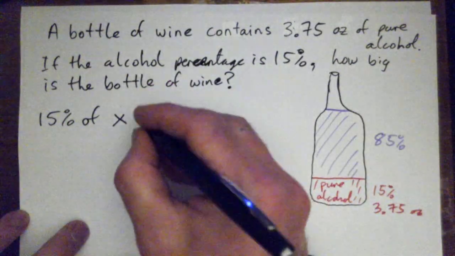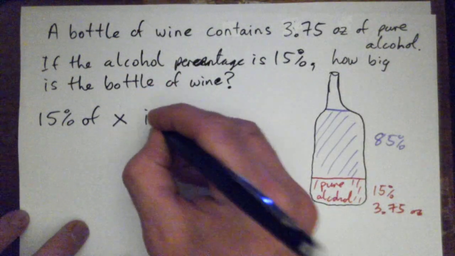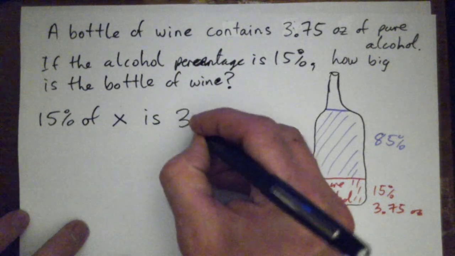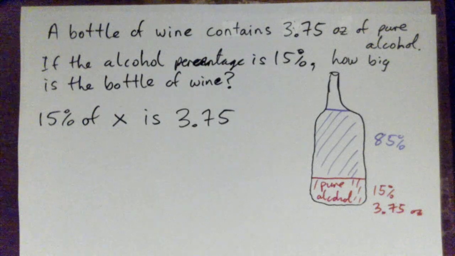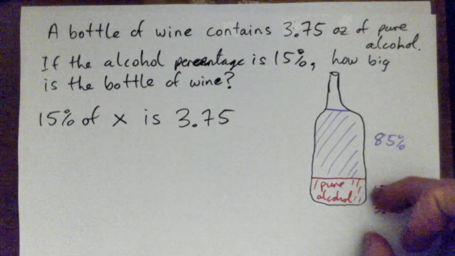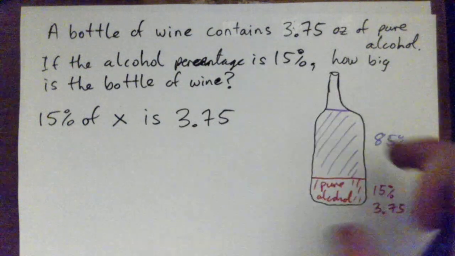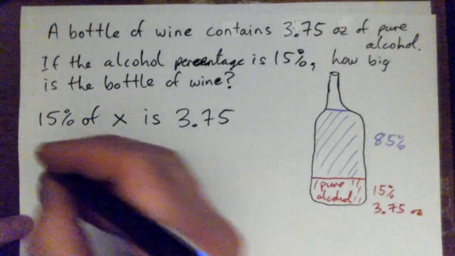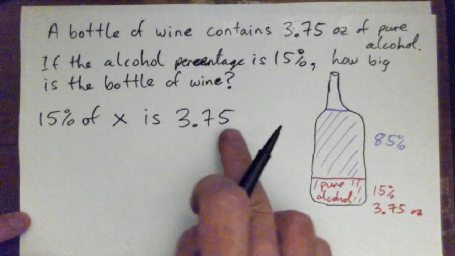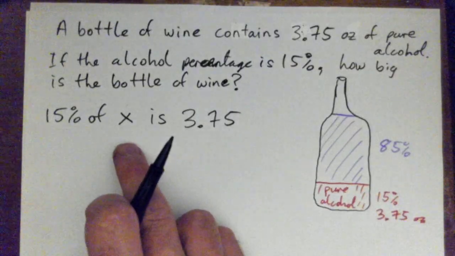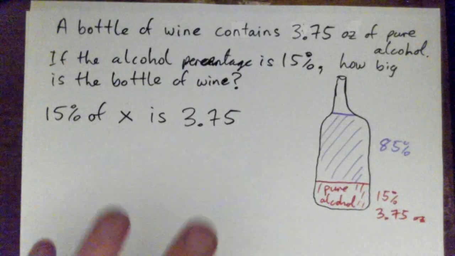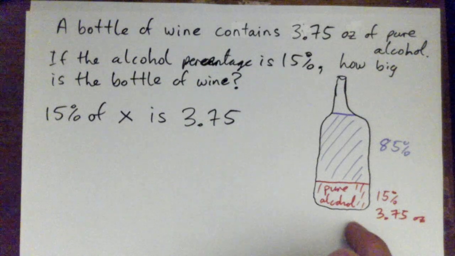So 15% of X is 3.75. Now, does that sentence make sense? 15% of all of the wine in the bottle is 3.75 ounces. And we can turn that into an equation. So press pause and turn that into an equation and then tell me what you get. And anyone watching from home, just press pause on the video and try it and then I'll go over.